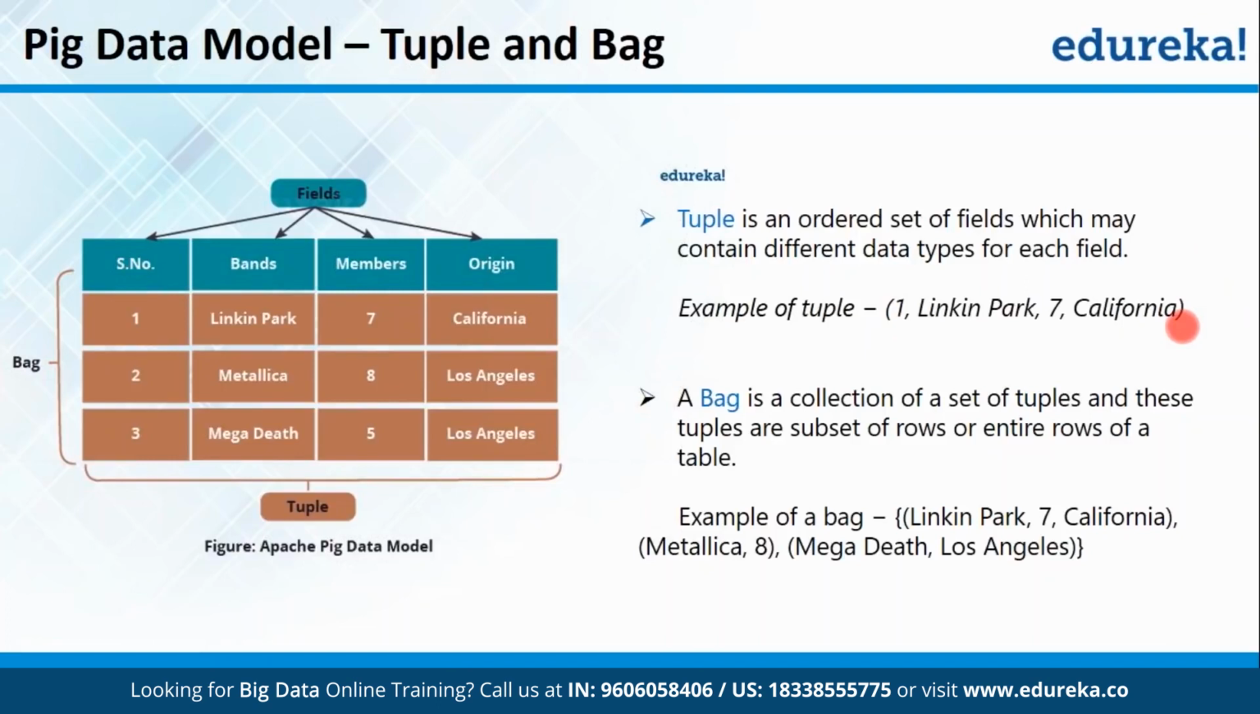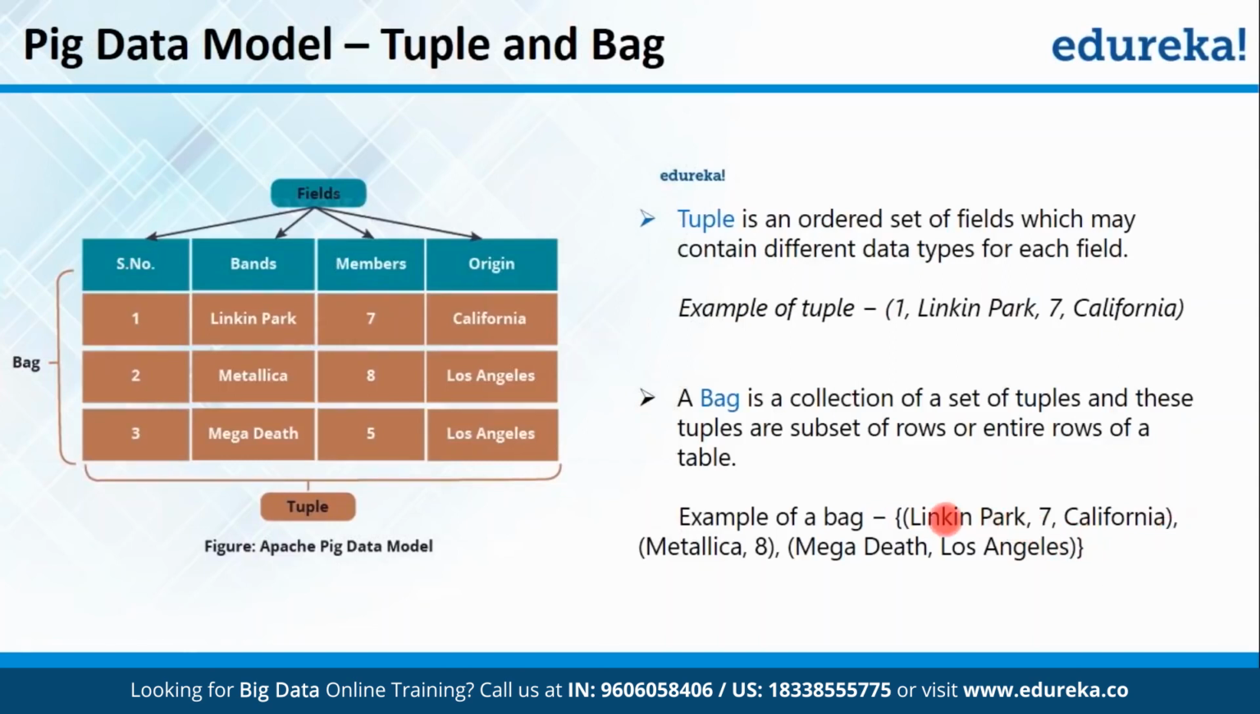The next is a bag. A bag is nothing but a collection of tuples. It could be one tuple, two tuple, or it could be multiple of tuples. It could be an entire row or a subset of rows. So let's look into the example. First of all, a bag is represented by curly braces. As you can see right here, this is the opening curly brace which represents the start of the bag, and there's an ending curly brace which represents the end of the bag.